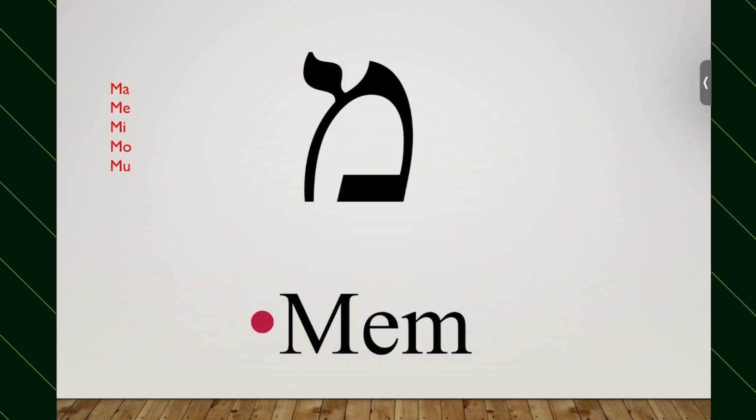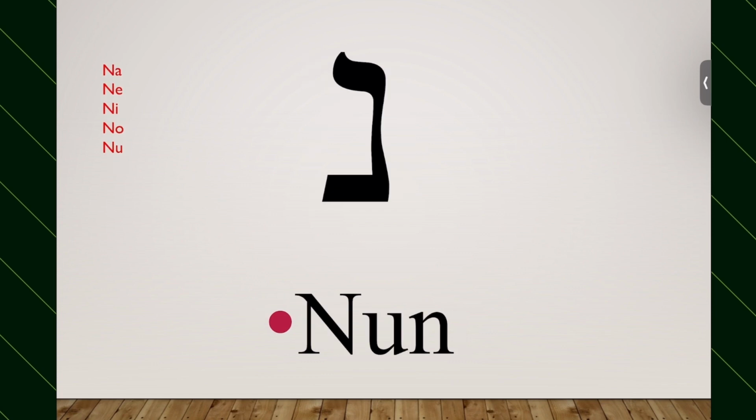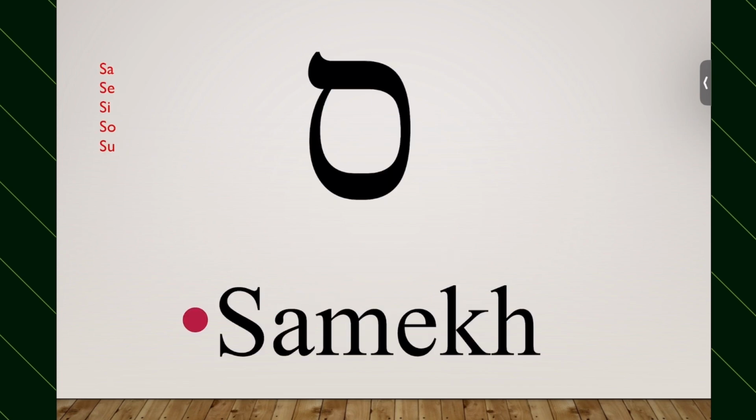Next one we have mem. Ma, me, mi, mo, mu. Next we have nun. Na, ne, ni, no, nu. Next one we have samech. Sa, se, si, so, su.